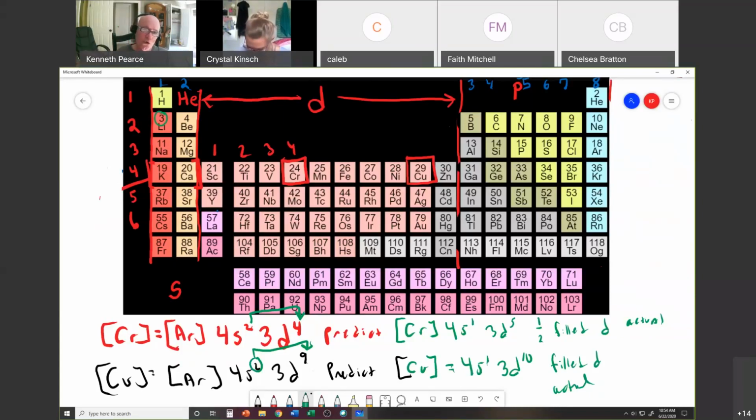Okay, so these are your two important predictions that violate what you'd expect. You'd expect the copper to be 3d9. In reality, it's 3d10. And you'd expect the chromium to be 3d4, but in reality, it's 3d5. Okay, they're important. These are two important exceptions.